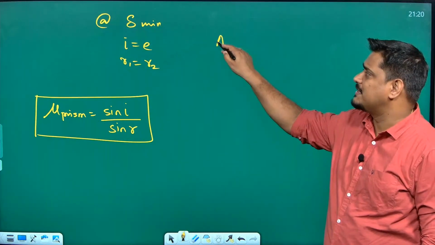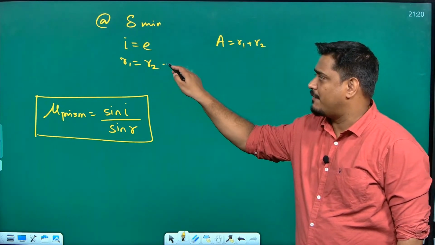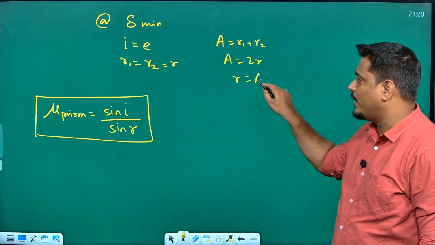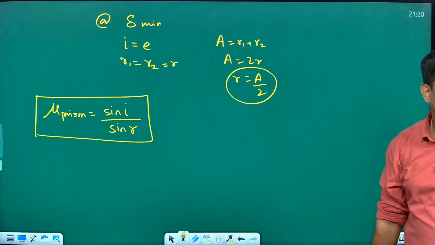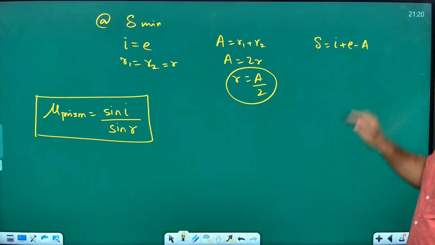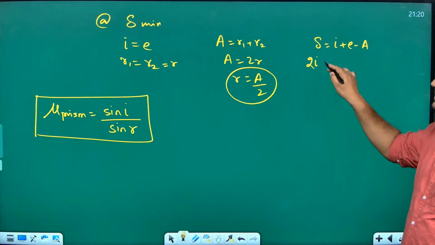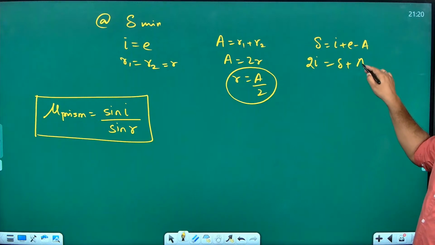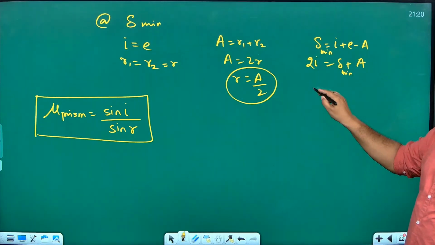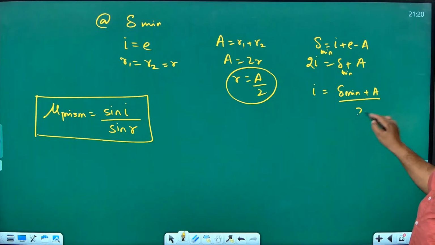You know that angle of prism is equal to R1 plus R2. Since R1 and R2 are same, if I take this as R, I can write A is equal to 2R, or R is equal to A by 2, isn't it? Same way, I know delta is equal to I plus E minus A. From here, since I and E are same, I can write 2I is equal to delta plus A, and this is actually delta minimum. So I can write I is equal to (delta minimum plus A) by 2. Do you agree with me?